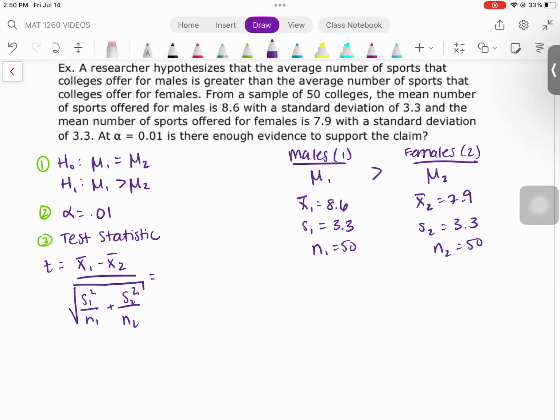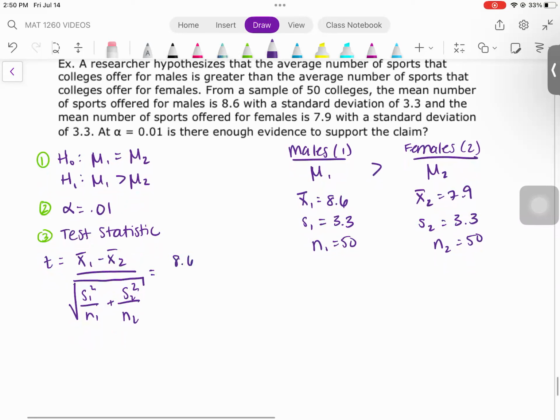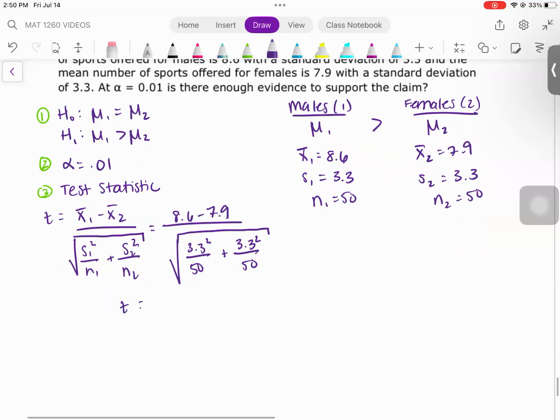So substituting those values in, we get 8.6 minus 7.9 divided by the square root of 3.3 squared over 50 plus 3.3 squared over 50. Evaluating this, we only need parentheses in that numerator. And rounding to 2 decimal places, our test statistic is 1.06.